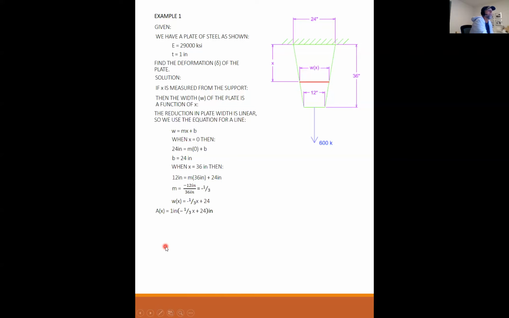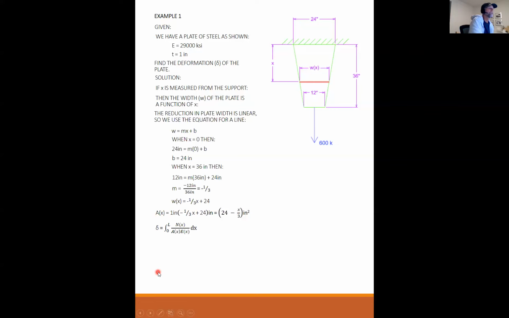So then my area as a function of X is the thickness of 1 inch times the width of minus 1/3 X plus 24, all in inches. And so I get (24 minus X)/3 inches squared as my function for the area as a function of X.